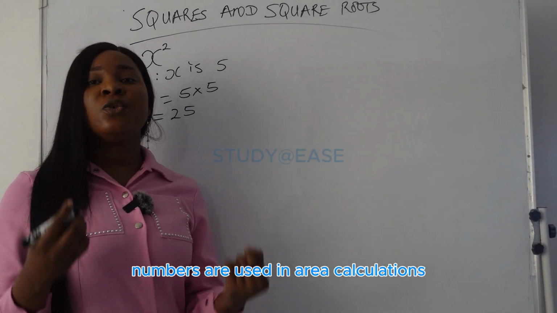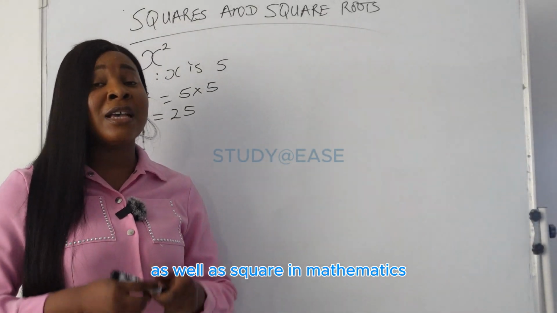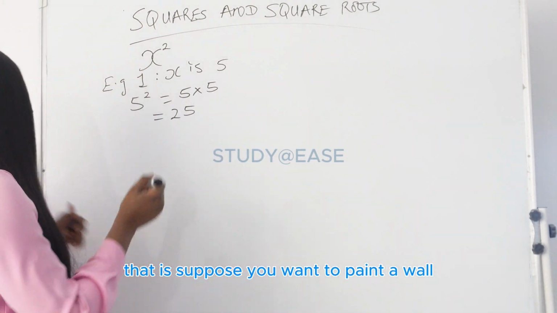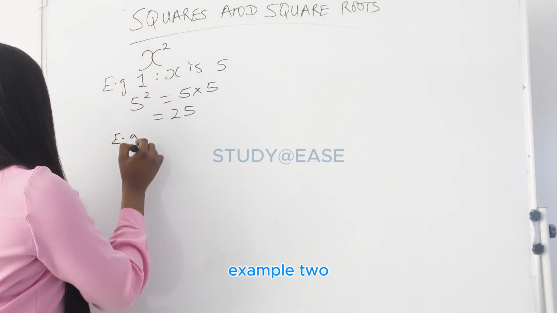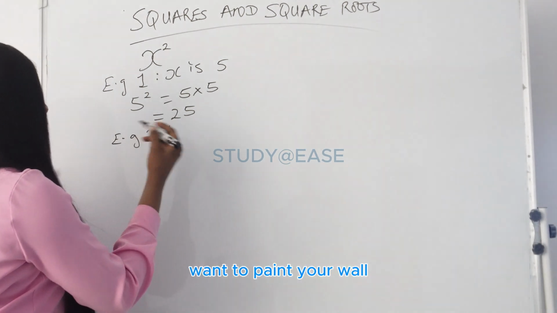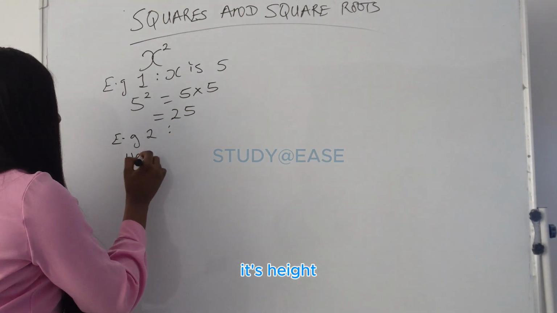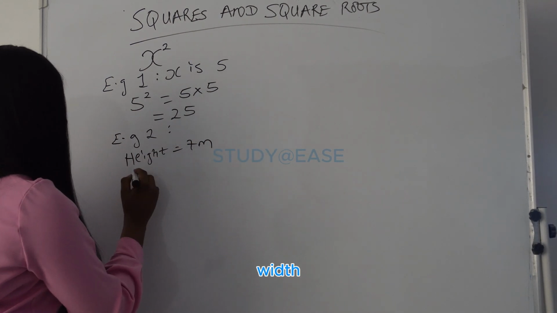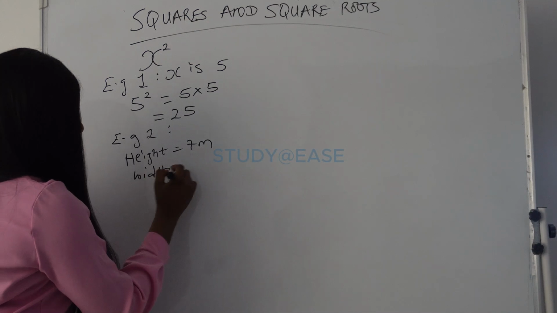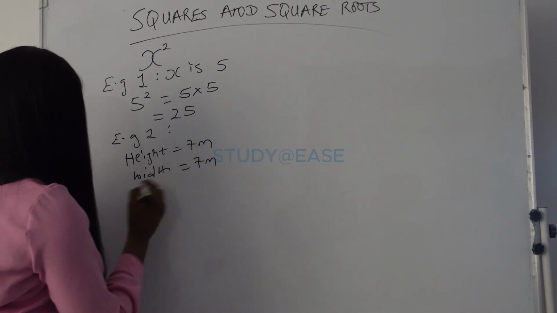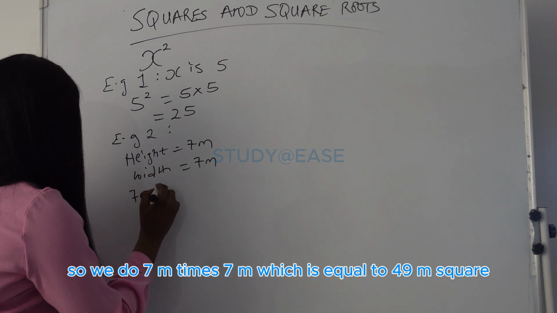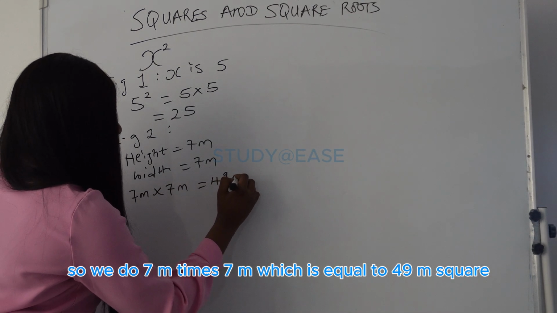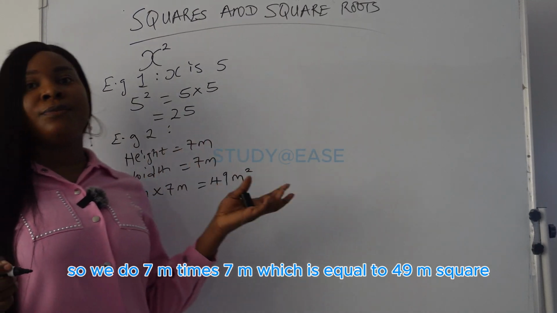Square numbers are used in area calculations as well as elsewhere in mathematics. Suppose you want to paint a wall. Example 2. Want to paint a wall with height 7 meters, width 7 meters. So we do 7 meters times 7 meters, which is equal to 49 meters squared.